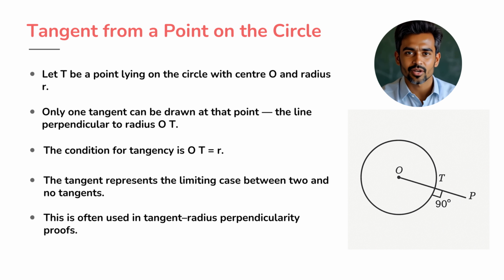This single tangent represents the boundary between two possible tangents and none. Move even slightly inside, and tangents disappear. Move slightly outside, and you get two tangents again. This perpendicular relationship between the tangent and the radius is the foundation of all tangent-based theorems that follow.